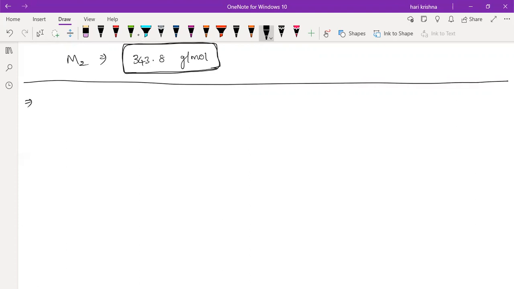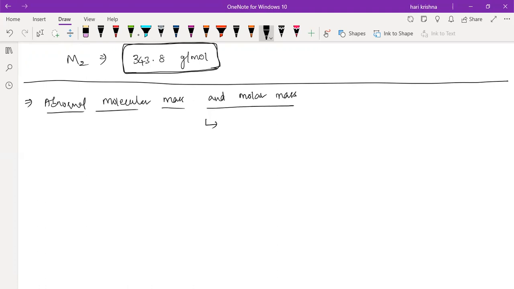So this is the last concept of this chapter. Abnormal molecular mass and molar mass. This is explained by the van't Hoff factor in 1886.